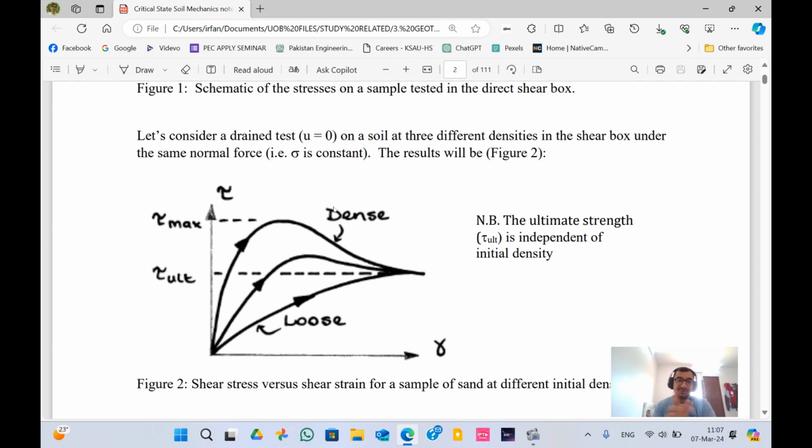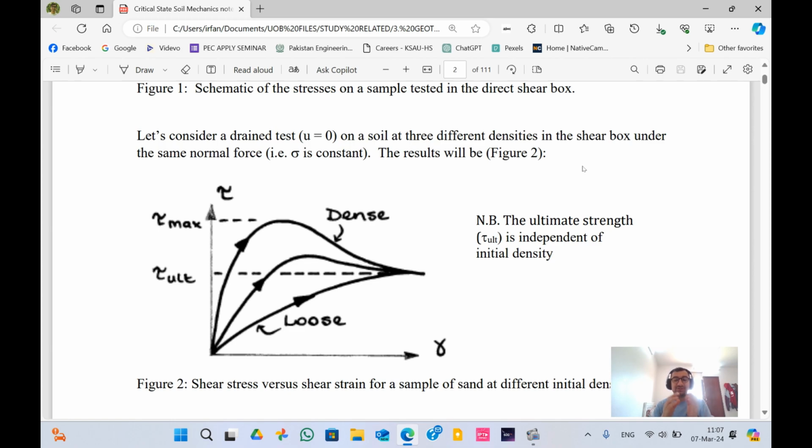So a drained test on a soil at three different densities. This is an example where we're considering a soil in a drained test, obviously, in a shear box. And if we have three densities, one of the soils is dense, meaning it's compacted, like this.